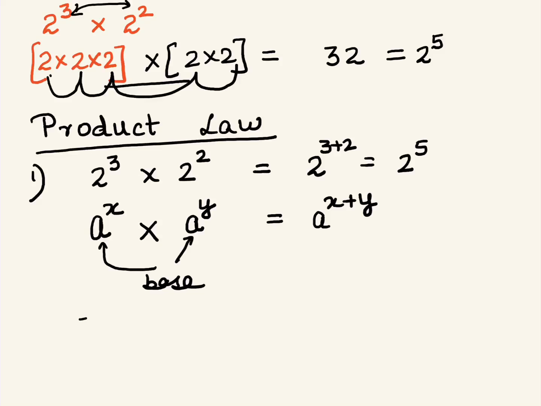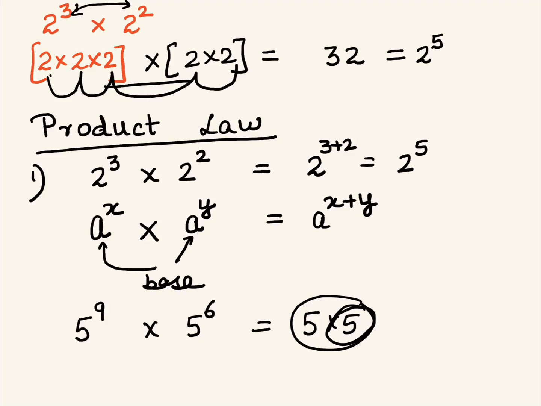Let's say, for example, I have 5 to the power 9 into 5 to the power 6. Can you give me the answer to this? Go ahead. What will I do? Mind you, it is not going to be 5 times 5. If you are writing this, you have to be careful. The base over here is 5. 9 plus 6. You are simply adding the powers and it comes to 5 to the power of 15.